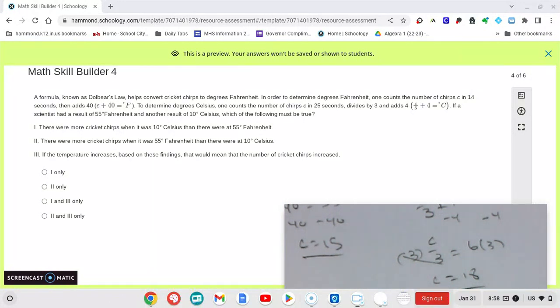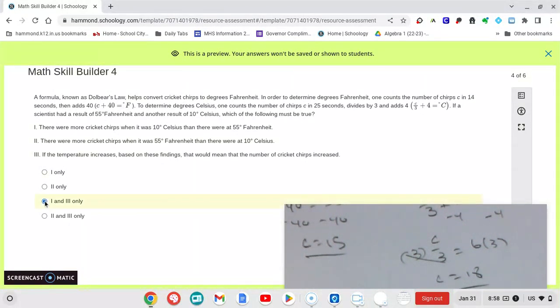Let's check number 2. And this is the opposite. More cricket chirps when it's 55 Fahrenheit than at 10 Celsius, which is not true. Let's take a look at 3 then. If the temperature increases based on these findings, that would mean that the number of cricket chirps increased. And that is true. So number 1 and 3 are correct. All right, one more to look at.